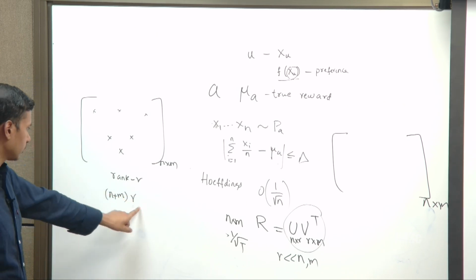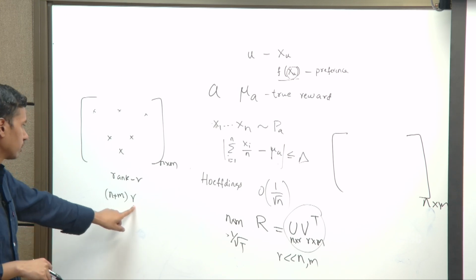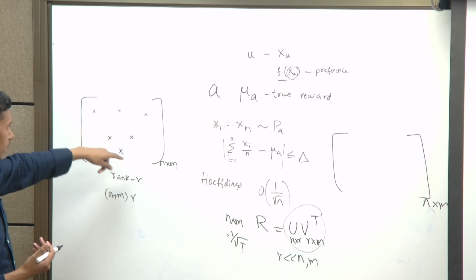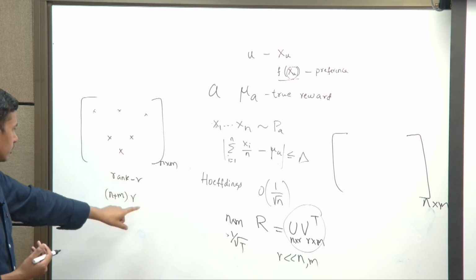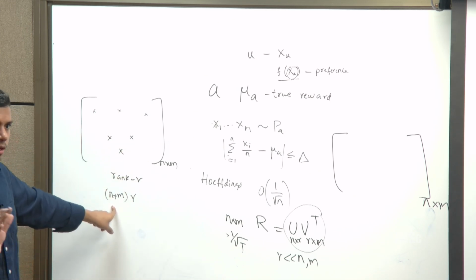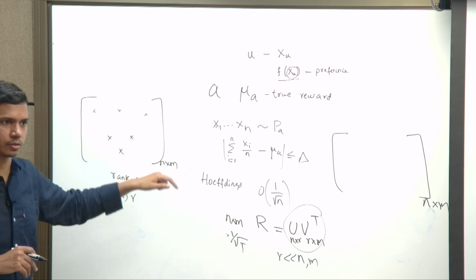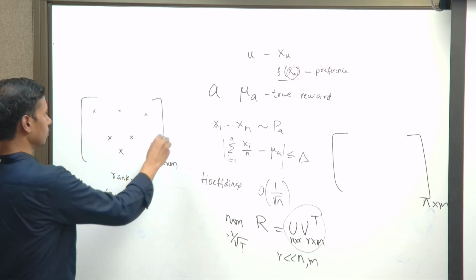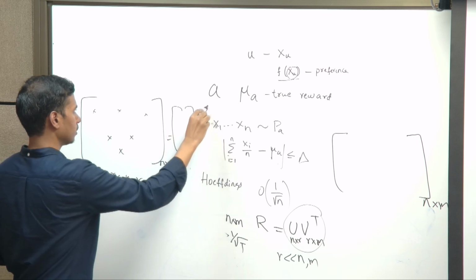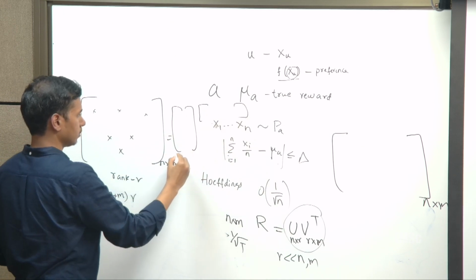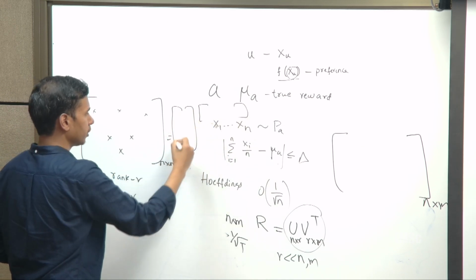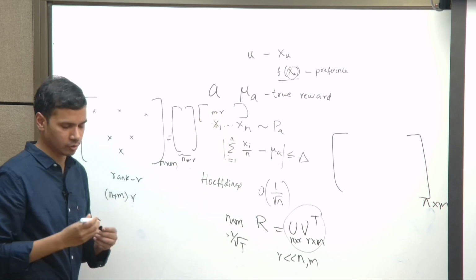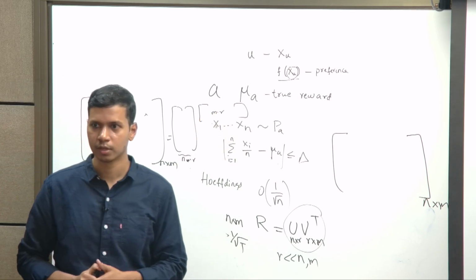Let's say R is a small constant like 5 or 10. Then you need not observe the entire n cross m entries in this matrix, you just need to observe (n plus m) times 10 entries and you can finish the entire matrix. That is because you can decompose this matrix into U and V, and the number of degrees of freedom you have is simply n times R plus m times R. So the degrees of freedom is very small.